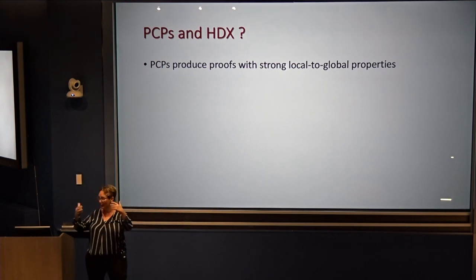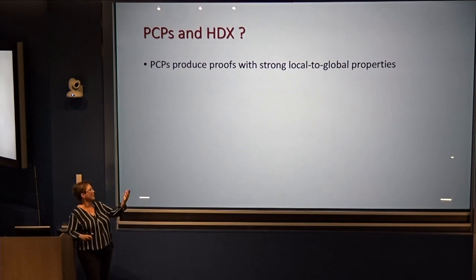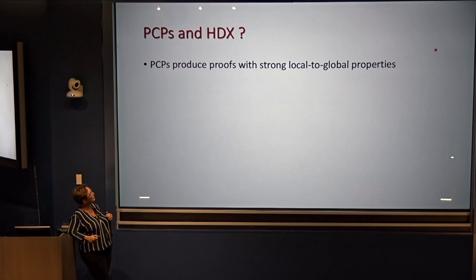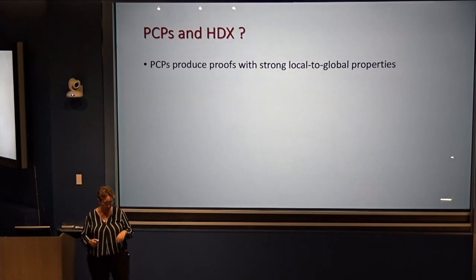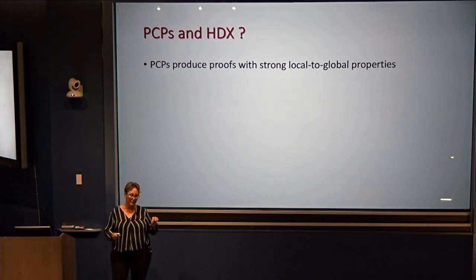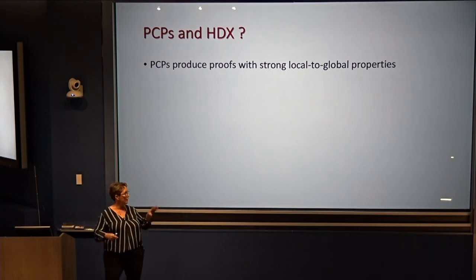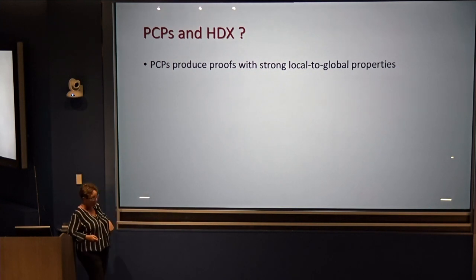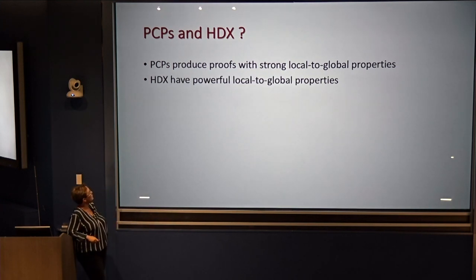I'm just saying that it's a natural thing to strive for, because what PCPs do is take a proof and encode it into a proof that has very strong local-to-global properties, right? In the new proof, you have many local pieces such that if most of the local pieces are correct, it must be that the entire statement is correct. That's the property of a PCP proof. So it has this local-to-global feature.